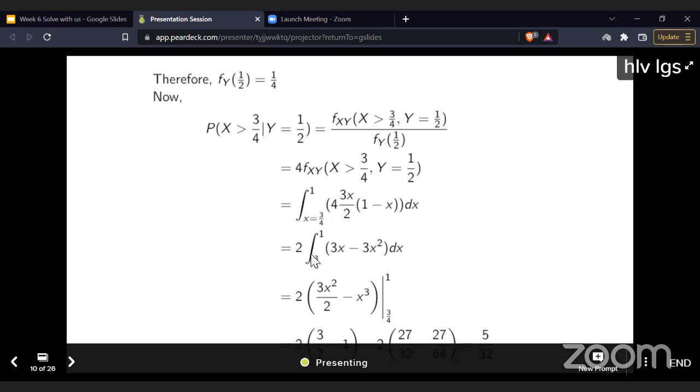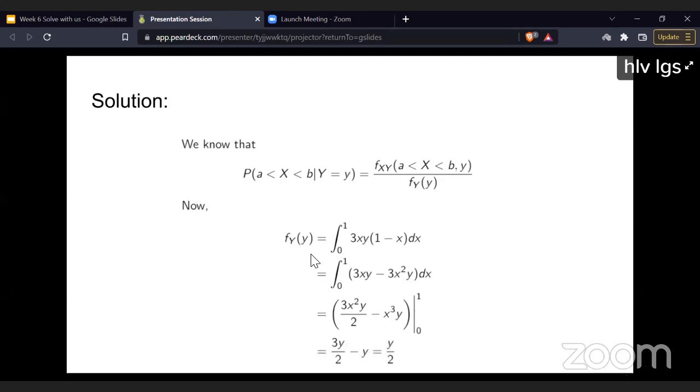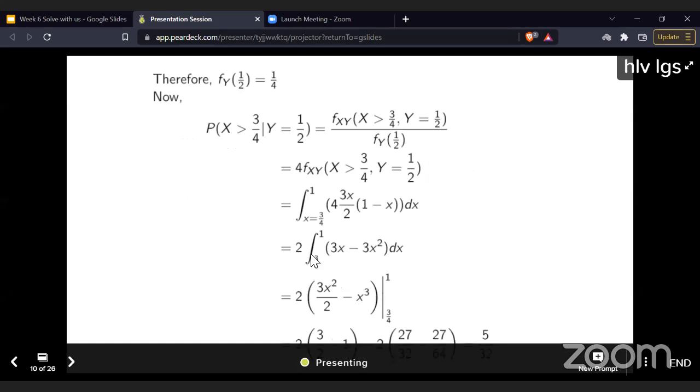And if I have f(y) at 1 by 2, that is 1 by 4. That's how we have written 4xy, right? Sorry, f of y was y by 2. Yes, but now you put y equals 1 by 2 here, because y is given to be 1 by 2. You're fixing y to be 1 by 2. Okay, I made a silly mistake.